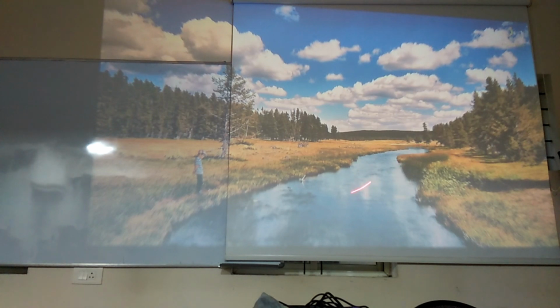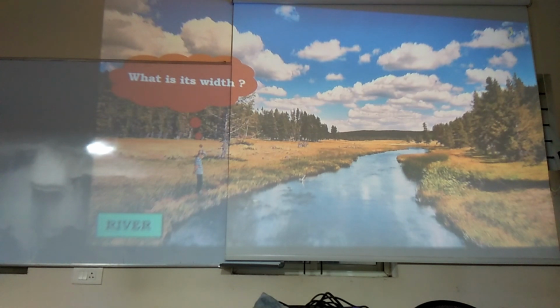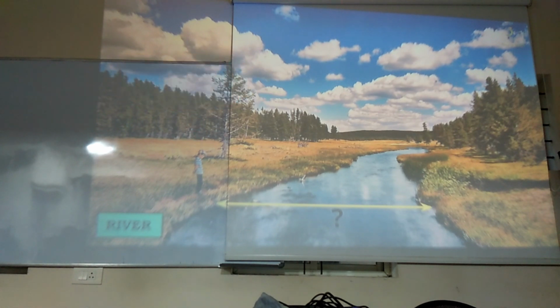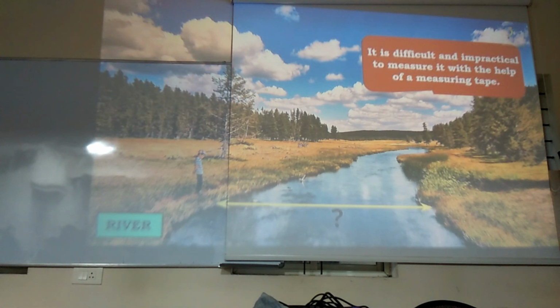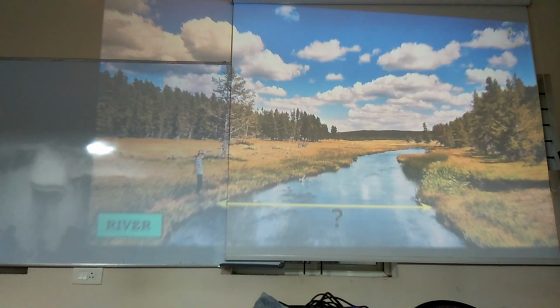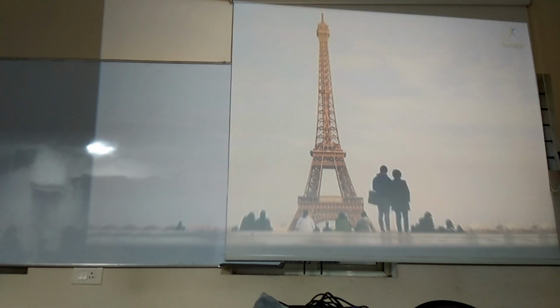What is this? This is a river which is flowing. The boy is standing here and the river is flowing. The boy is looking at the river and thinking, what is the width of the river? So, he is thinking how to measure it. Later he realizes, I can't measure it using a measuring tape. So, again, how to measure this? We don't know. Okay, we'll take one more circumstance.